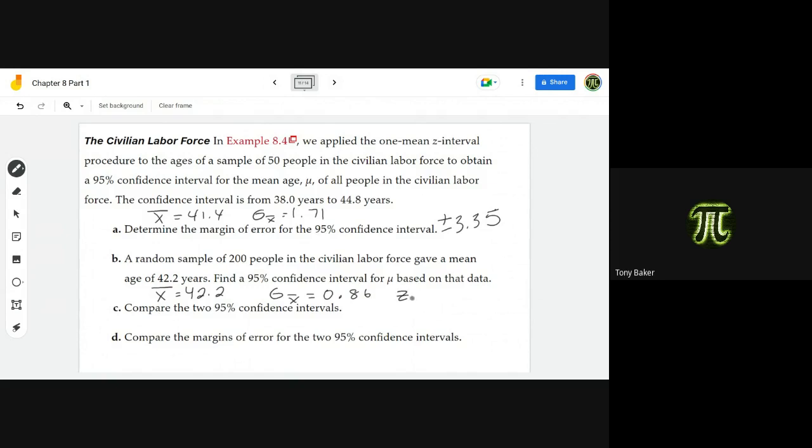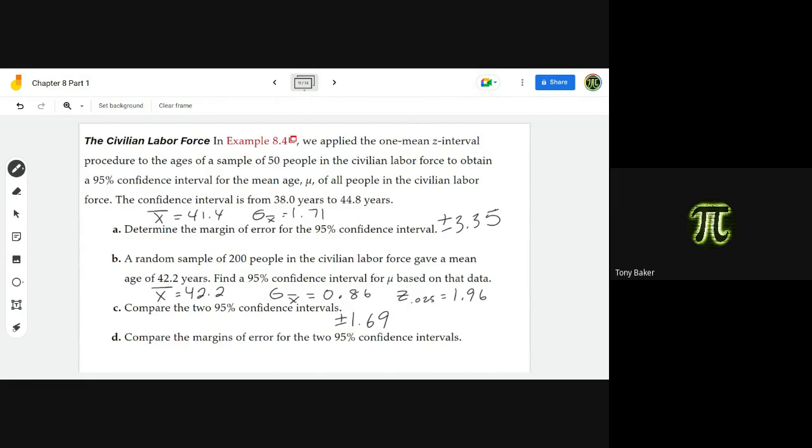Remember the z-score of the 0.025 was 1.96. So I got plus or minus 1.69. Okay.